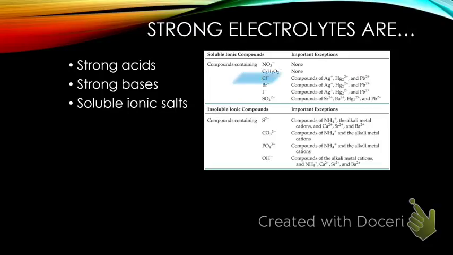Also, chloride, bromide, and iodide salts are going to be soluble, except if it's with silver, mercury, or lead II. Finally, anything that has a sulfate will be soluble except for strontium, barium, mercury, and lead. And you just have to memorize the exceptions. Whereas, there are certain anions that tend to be insoluble.